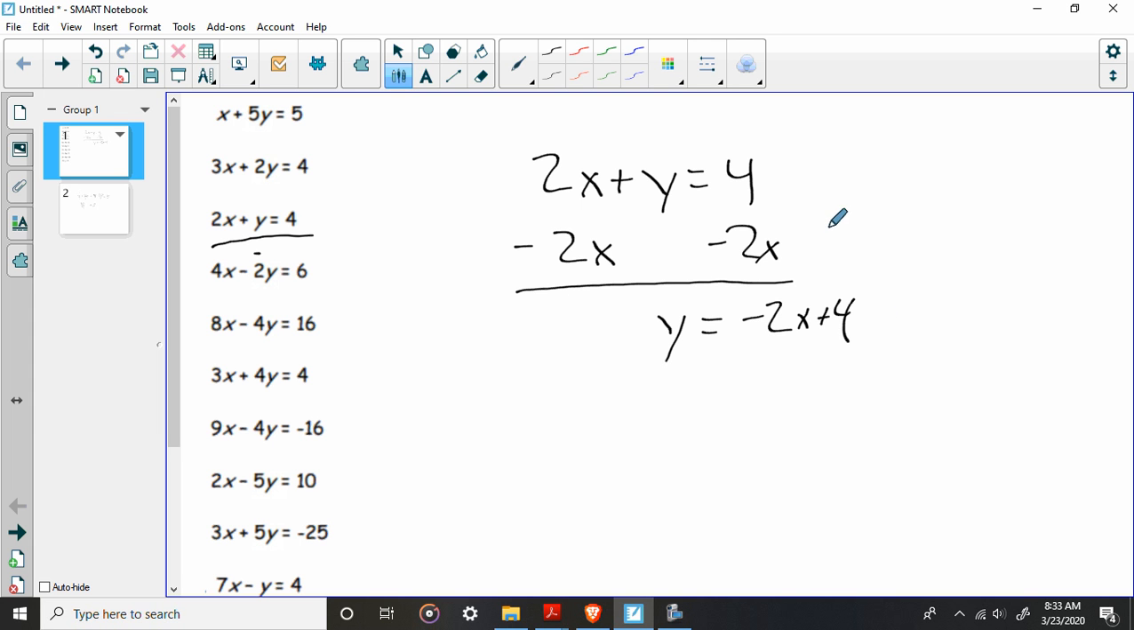Again, just as a side note, if you had said y is equal to 4 minus 2x, that's fine. You just got to remember you're now in y is equal to b plus mx, right? Which is okay. You just got to remember that your slope is not the thing that comes first. It's the thing that's multiplied. And your y-intercept is not the thing that comes second. It's the number that's by itself.